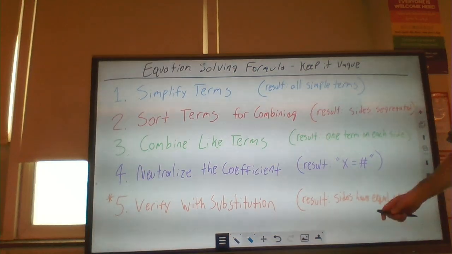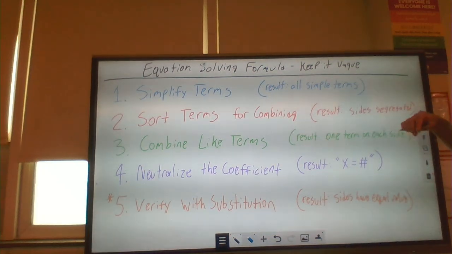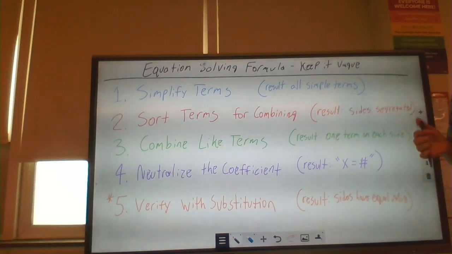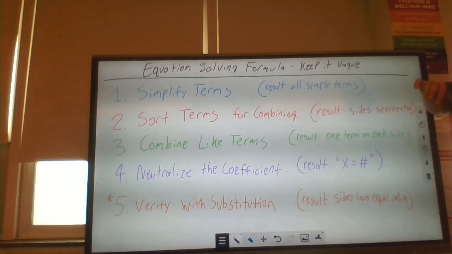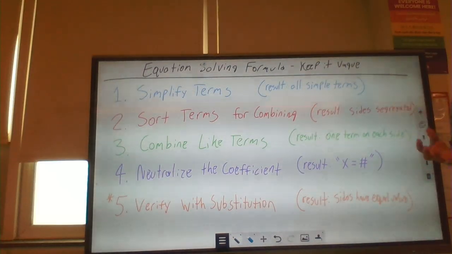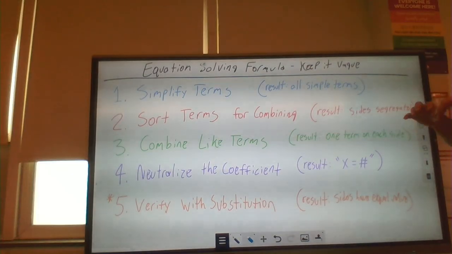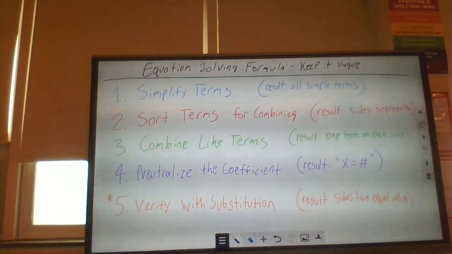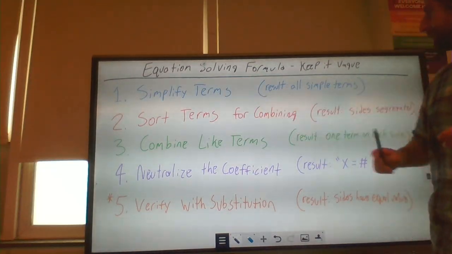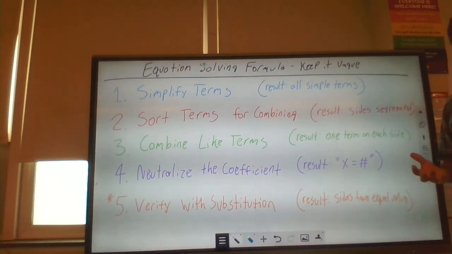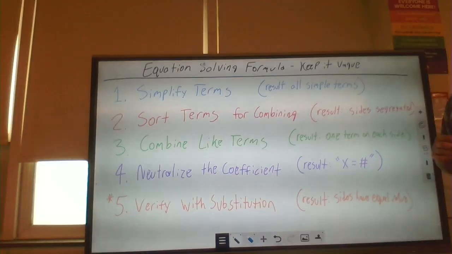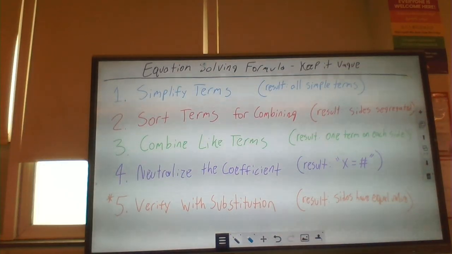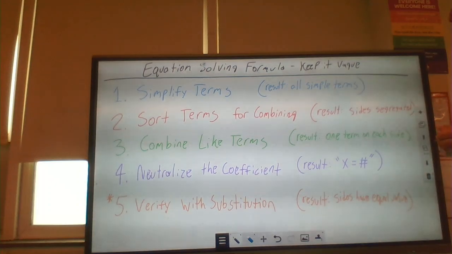I do a formula. That being said, I keep it vague. I make sure that I am not being too specific because I don't want students to get too rigid when it comes to the formula. I want them to just understand this is a general guideline for an order of doing things. So number one is simplify terms, aka make all your terms into simple terms. That means distributing if necessary, whatever you need to do to have only simple terms in your equation.